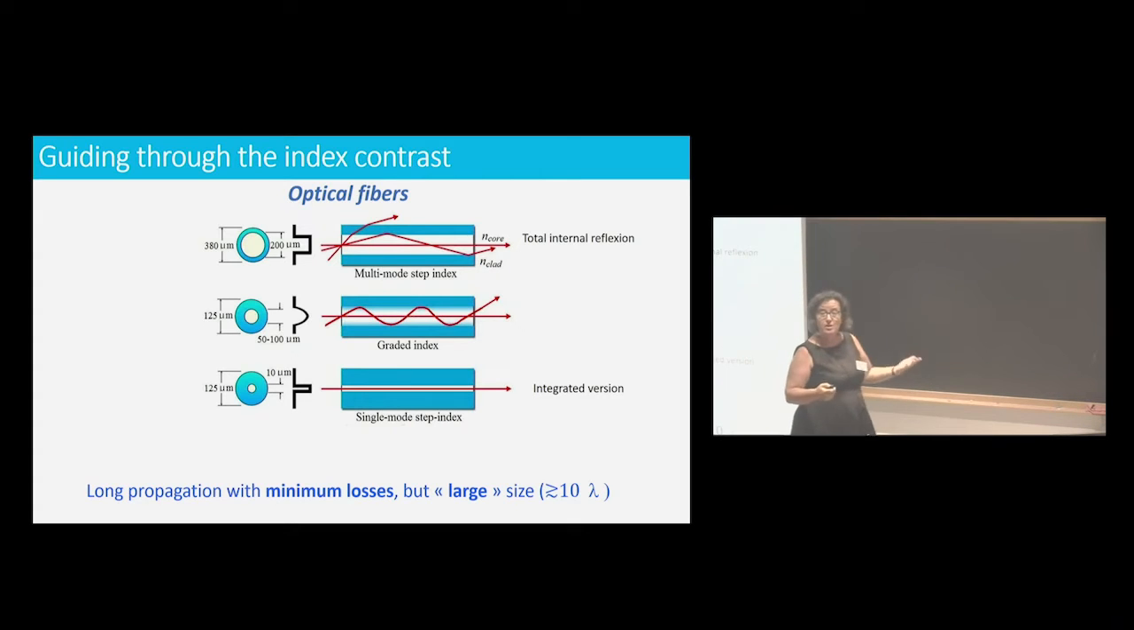Fibers rely mainly on the fact that you have a fiber, and you don't have the same index in the core and in the cladding. The simplest one, the one that you studied in school, is this one. It relies on the step index fiber, and when you have an angle of incidence which is small enough, you have total internal reflection, and you guide the light.